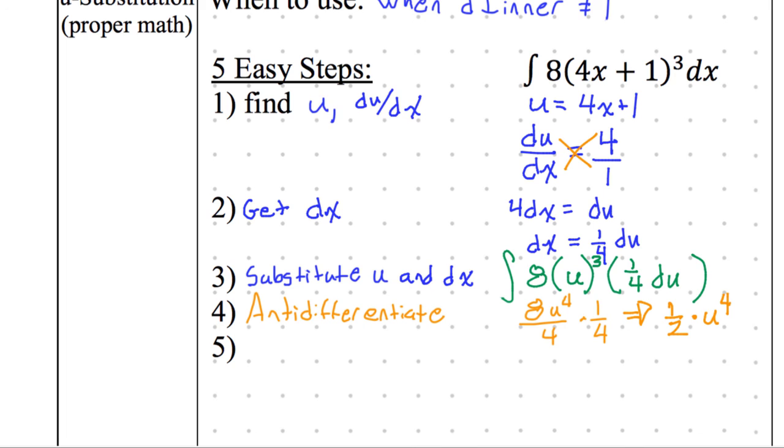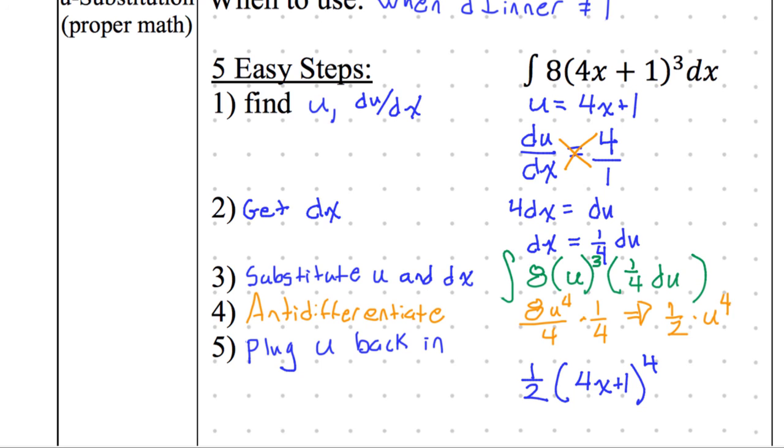And finally we are on step 5. Step 5 is to plug u back in. Well, we know u is 4x plus 1, so everywhere that I see a u right here, which is just that one u, plug in 4x plus 1. So now this turns into 1/2 times 4x plus 1. Ooh, there's a teacher error up here and I already see it. I'll let you guys catch it. To the power of 4.